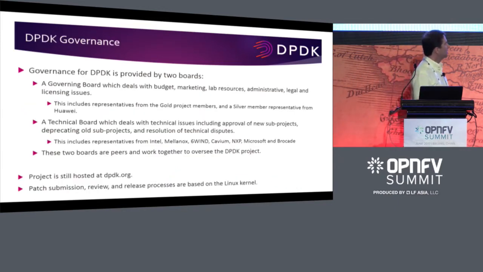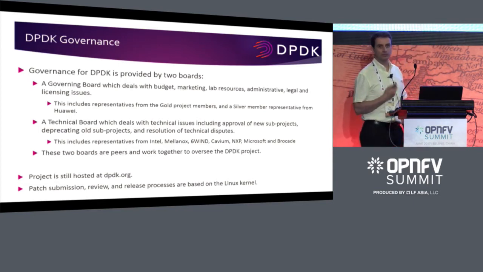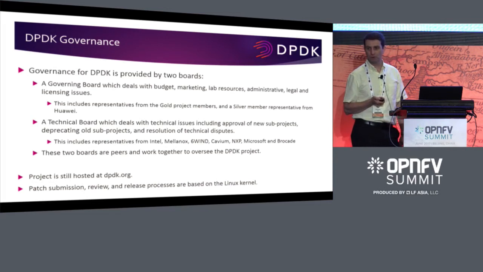The governance model hasn't changed significantly, but I guess it's been more structured and made a little bit more formal. So we have 2 entities really that govern the project now. There is a governing board, which is up and running now. Trishan runs the regular meetings of that. And that deals with all the typical issues that a governing board on an open source project usually deals with. So it's dealing with budget, marketing, any administrative and legal issues, managing lab resources for the project, things like that.